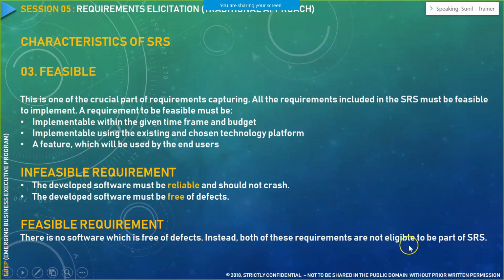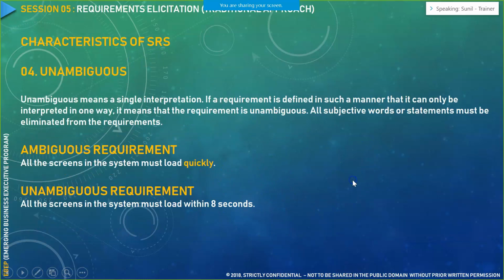Both of these requirements are not eligible to be part of the SRS in the first place. Reliable and free of defects don't make any sense. So these requirements are not feasible for the development team to implement. You should not write these kinds of requirements in your software requirement specification.